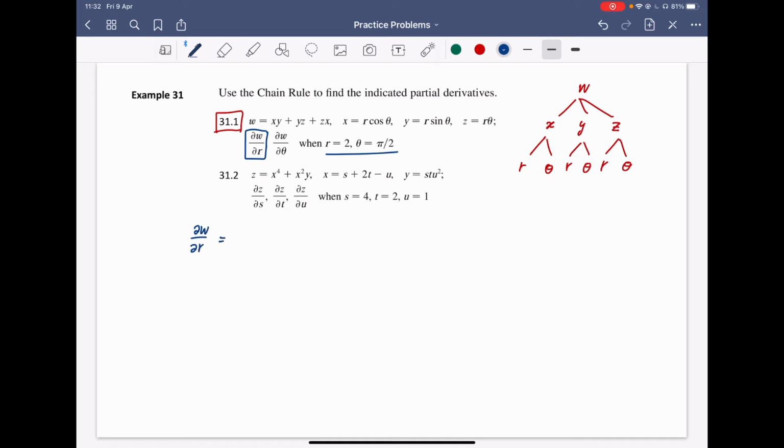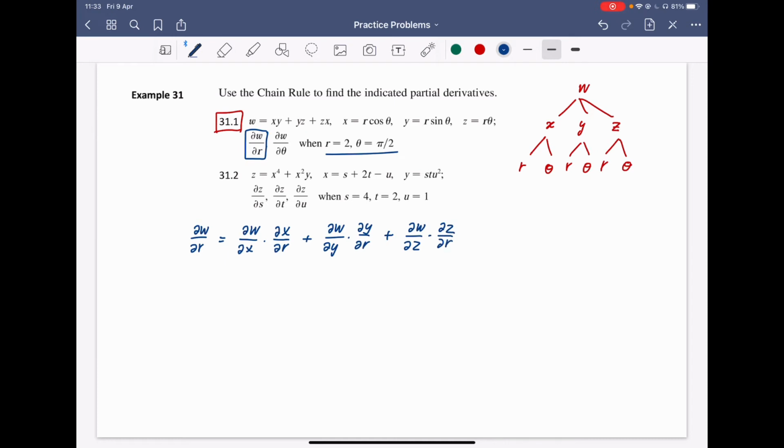By the diagram that you have, W is here, r is here. That means you can go from W to r via x, via y, or via z. So this is going to be the partial of W with respect to x times partial x by partial r, plus partial W by partial y times partial y by partial r, plus partial W by partial z times partial z by partial r. Simple like that.